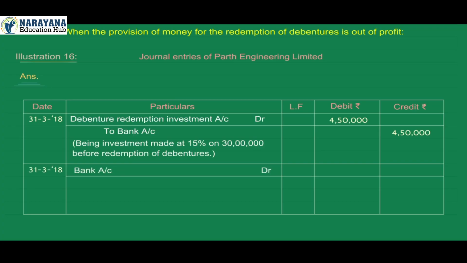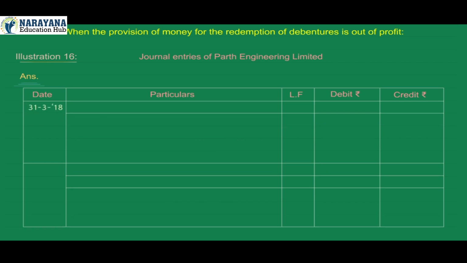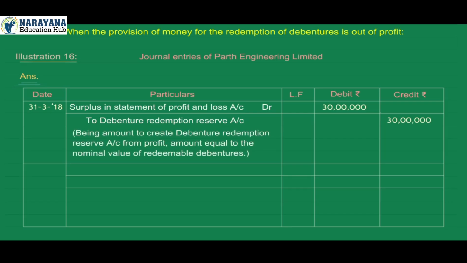31st March 2018. Bank account debit 4,50,000 to debenture redemption investment account credit 4,50,000. Being investment for the redemption of debentures is sold out. 31st March 2018. Surplus in statement of profit and loss account debit 30 lakh to debenture redemption reserve account credit 30 lakh. Being amount to create debenture redemption reserve account from profit, amount equal to the nominal value of redeemable debentures.